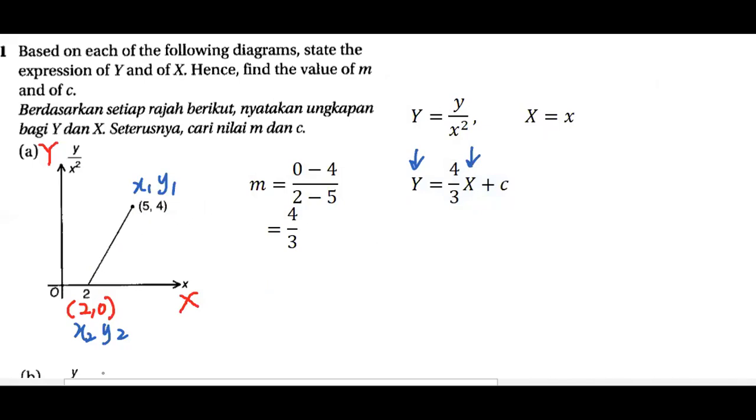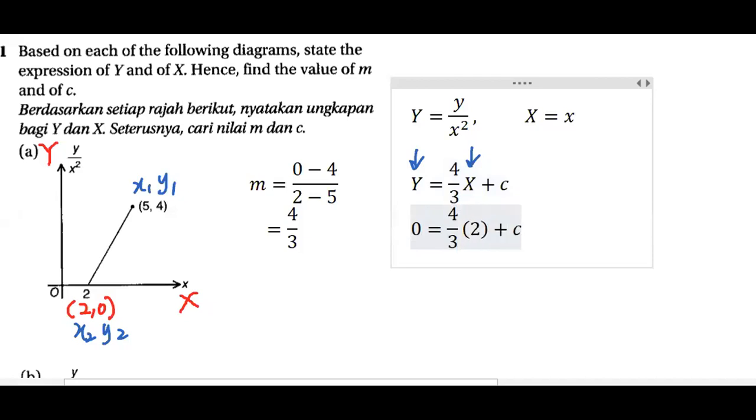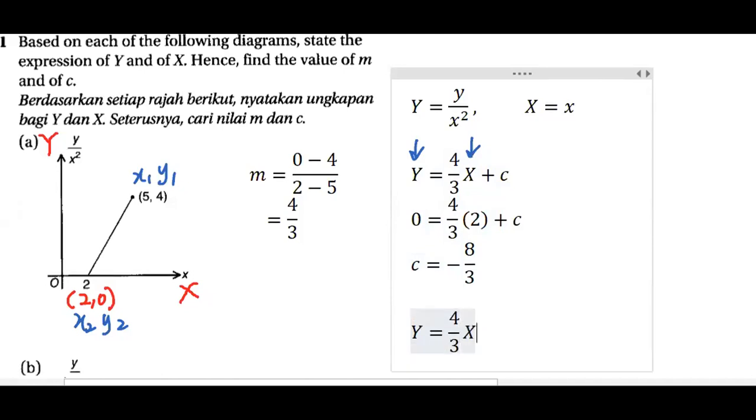Okay, saya guna 20 lah. Okay, saya guna 20. Y kosong, X2. So, C berapa ni? Negative 8 per 3. Okay, so conclusion. Y is equals to MX plus C.